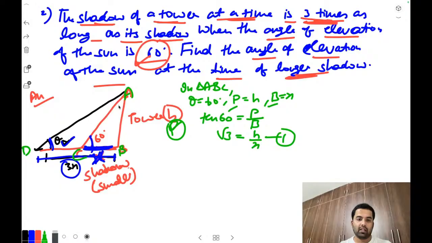Now, first we had taken this small triangle to get the value. Then take the whole triangle, the big one. Now let me mention that name. In triangle ADB.